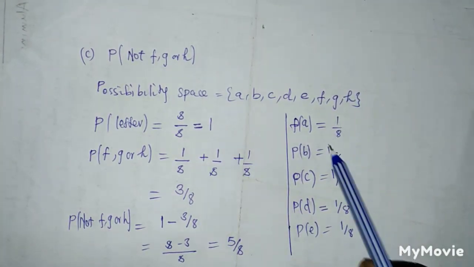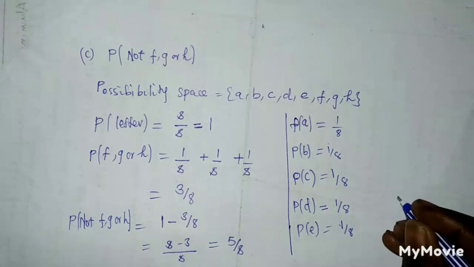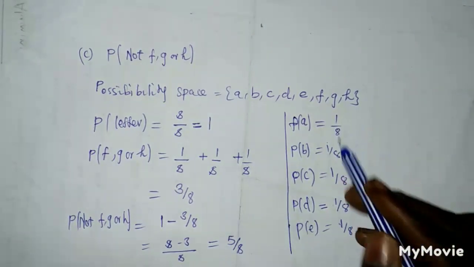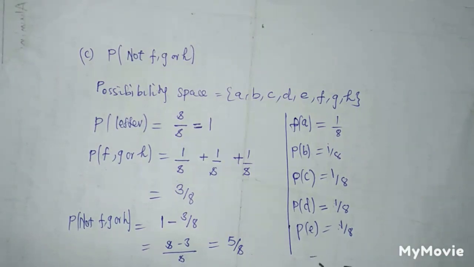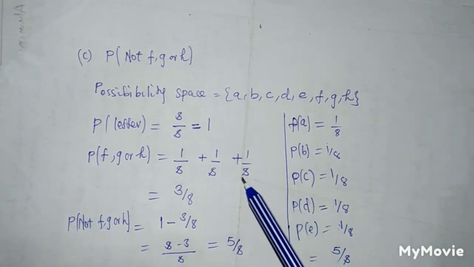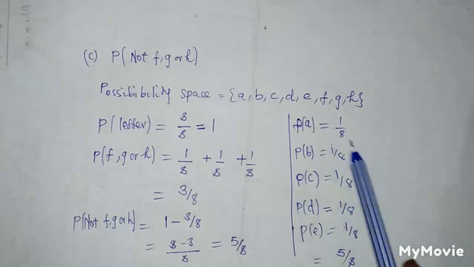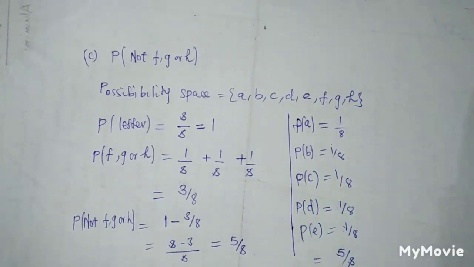So this is 1, 2, 3, 4, 5. This is 5 over 8. Okay, so the probability of not picking or choosing F, G, or H is equal to the probability of choosing these other letters. Okay, so I think we are done with question 1 on probability.